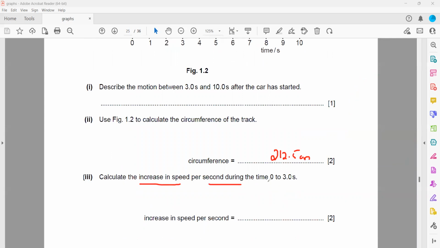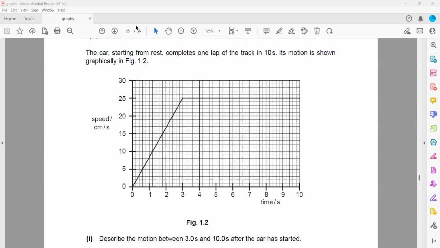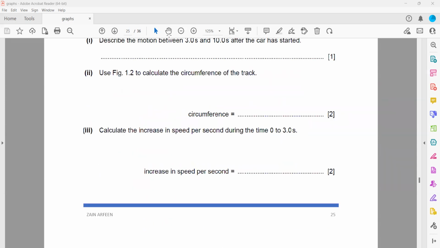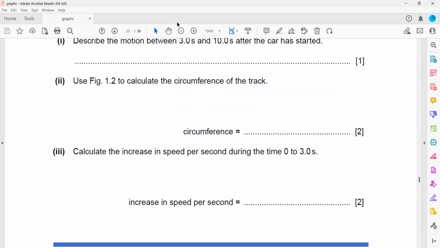Then the increase in speed per second from 0 to 3 seconds means acceleration. So for the first 3 seconds, what is the acceleration? Because it's a straight line, we'll again use a formula. Acceleration is change in velocity. Final is 25. Initial is 0. So 25 minus 0 divided by time, which is 3. So it will be 25 divided by 3, which is equal to 8.33 meter per second squared. That's the acceleration of the car for the first 3 seconds.